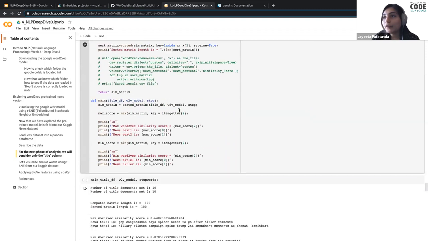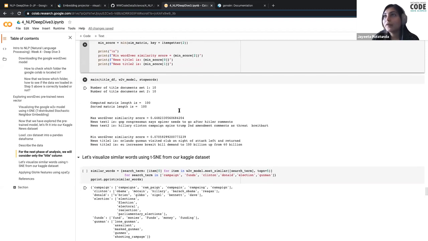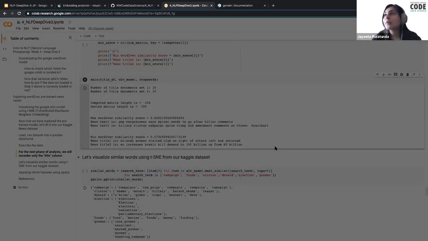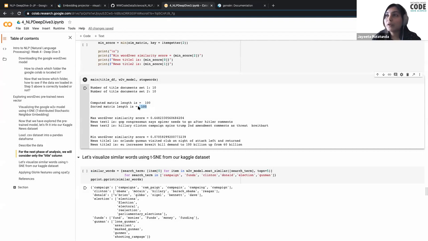The output of it, if you go down and review some of it, says the number of title documents of one that we passed to it is 10. Number of title documents two is 10. The matrix length would be 100, right? Because we are comparing each of these 10 titles against each of these 10 titles. So that's why the final outcome is 100.